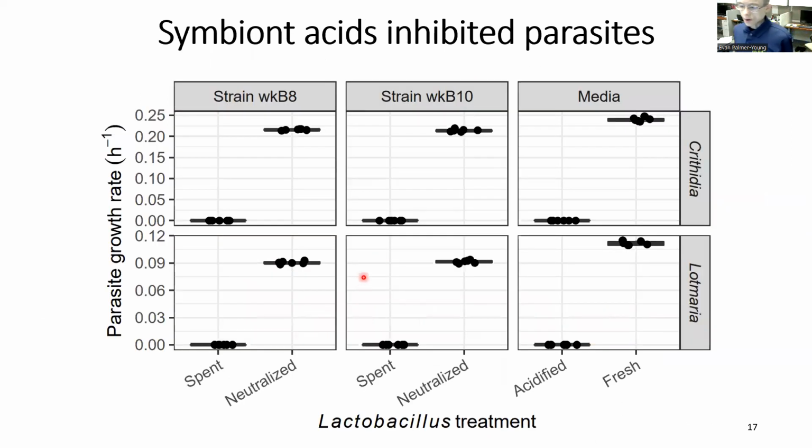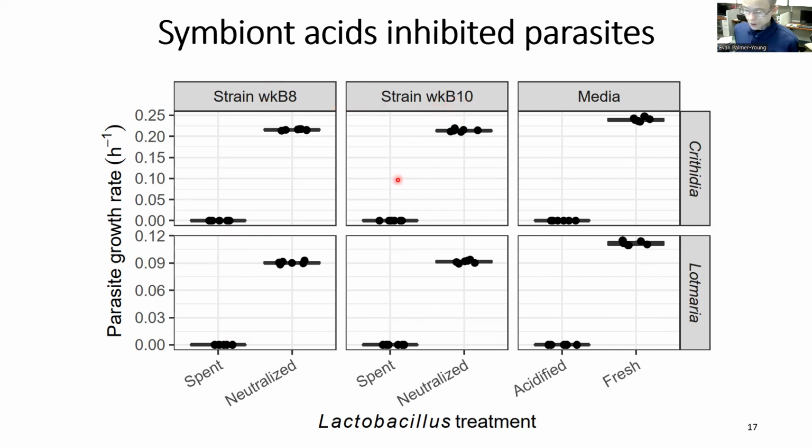Symbionts also inhibited growth of parasites by a production of acids. The acidic spent medium in which these two strains of lactobacillus had been growing fully inhibited growth, shown on this y-axis, of both Crithidia and Lotmaria. This was the case for spent media from both of the two lactobacillus strains, shown in these two panels.